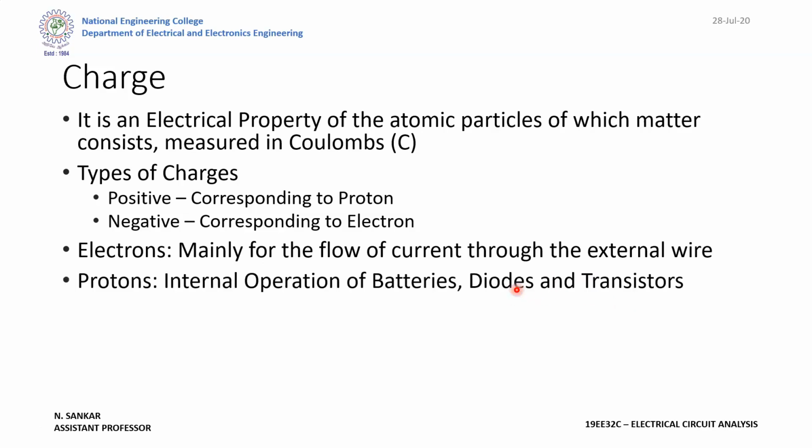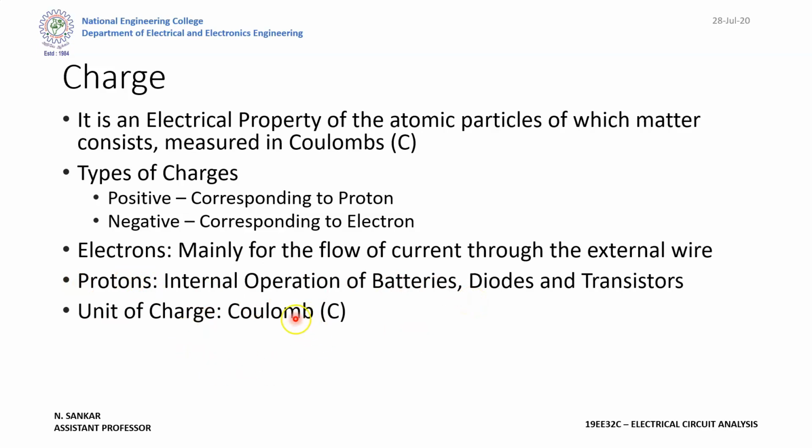Similarly, protons are mainly represented in the internal operation of a battery, diode or transistor. For example, in a battery there is a flow of positive ions in the electrolyte, and in semiconductor devices like diodes and transistors, the focus is on both the p layer and the n layer. At that time, protons take part in the internal operation. So electrons are mainly in external operation and protons mainly in internal operation.